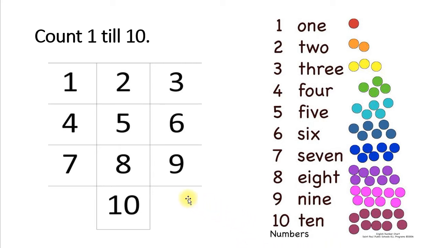For example, how many yellow circles are there? There are 3 yellow circles. How do you know? Count them. 1, 2, 3. There are 3 yellow circles. It means it is the quantity of 3.